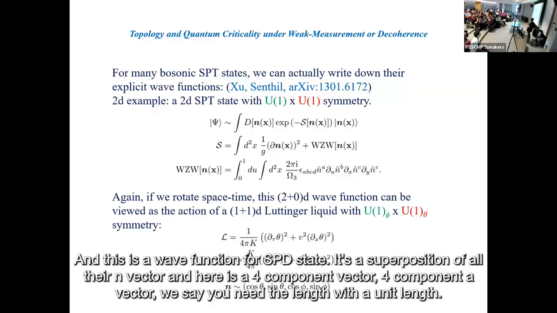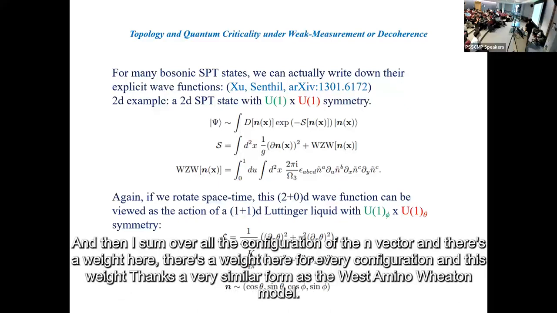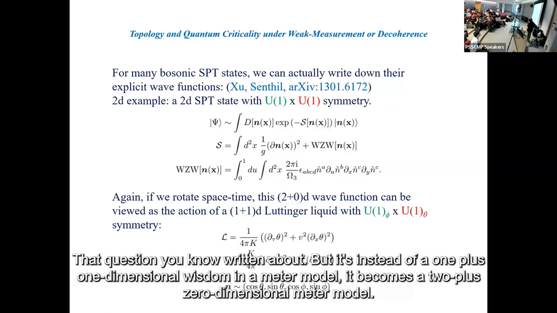The wave function for this SPT state is a superposition of all the n vectors. Here n is a four-component vector with unit length, and I sum over all the configurations of the n vector. There's a weight for every configuration, and this weight takes a very similar form to the Wess-Zumino-Witten model. But instead of a 1 plus 1 dimensional Wess-Zumino-Witten model, it becomes a 2 plus 0 dimensional one. There's a Wess-Zumino-Witten term.